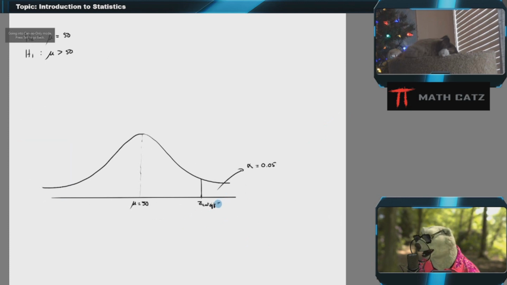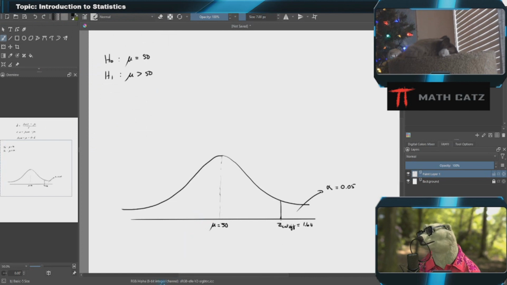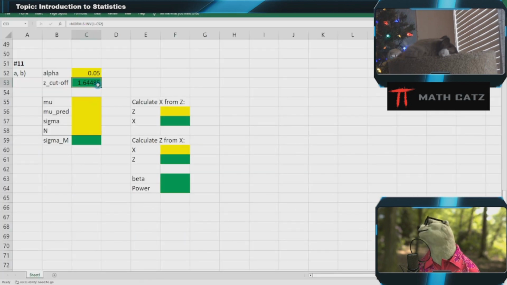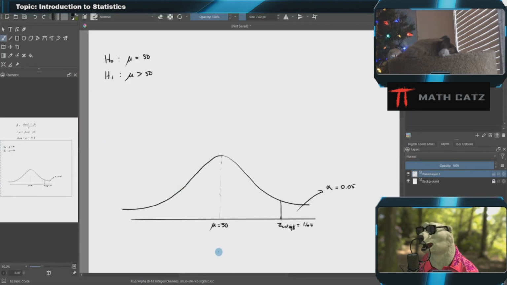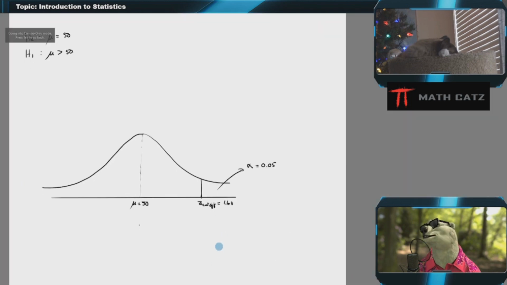So that is, what did I say it was? 1.64. And I'm also very accurate. Usually when I look it up in tables, it's not that accurate because they have a lot of numbers to show. It's accurate much more than a table would be. So now I need to see, well, okay, what is the raw score that corresponds to this cutoff score?